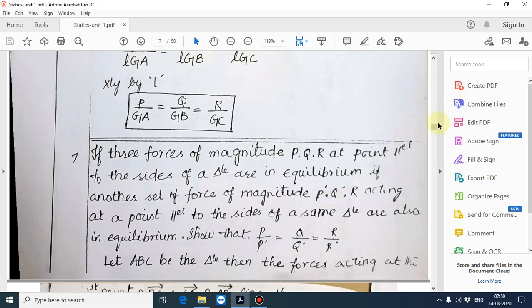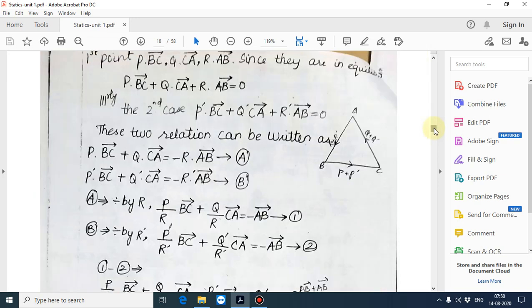Let ABC be the triangle, then the forces acting at the first point are PBC, QCA, RAB. Since they are in equilibrium, PBC plus QCA plus RAB is equal to 0. You see the diagram.